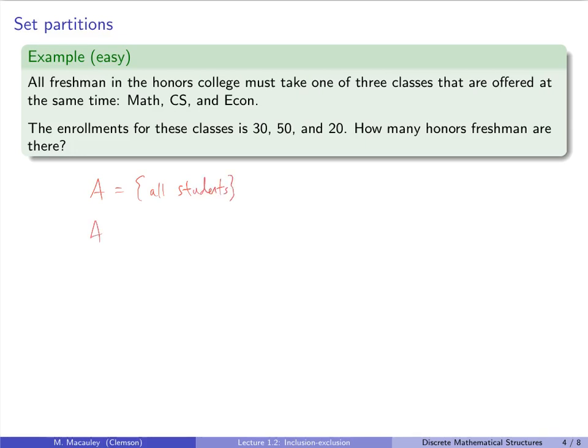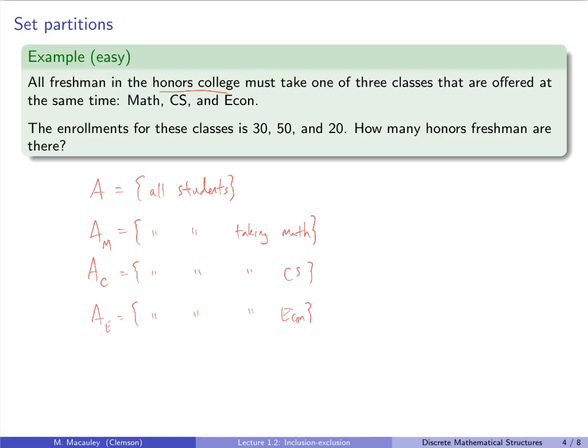Let's say that AM is all students taking math. And I should say, when I say all students, I mean all of the Honors College students. That's our universe. Let's say AC is all students taking CS. And then AE is all students taking econ.